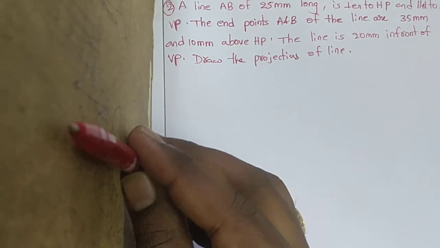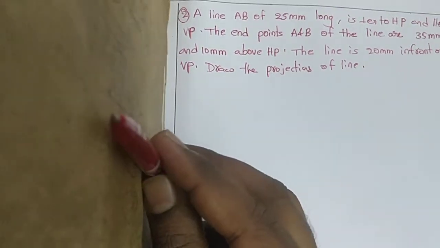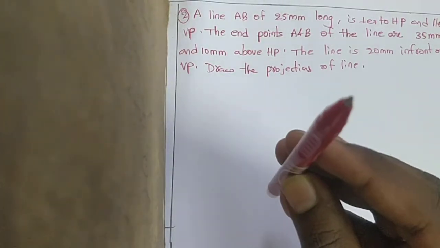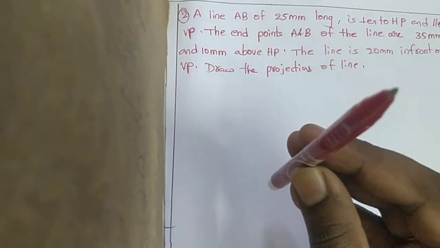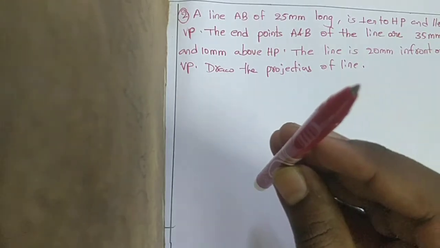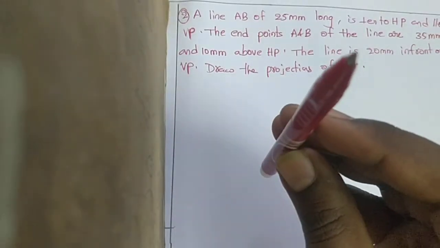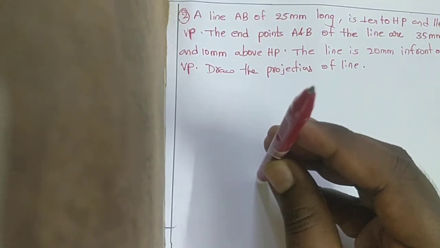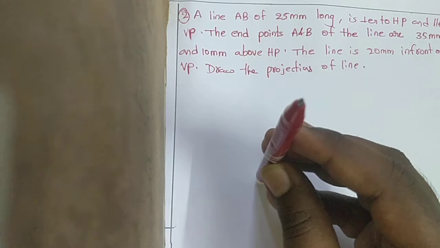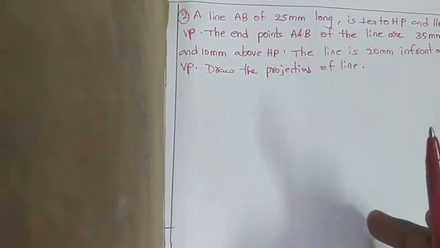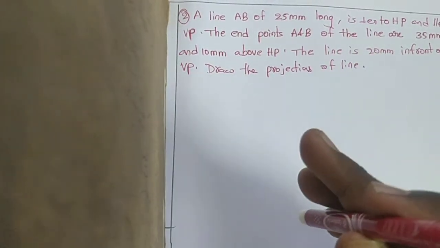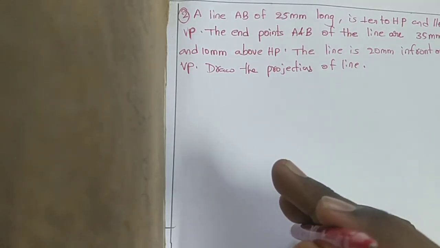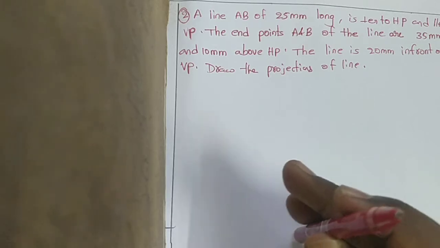Next, the line is 20 mm in front of VP. It is the given condition. If you view from this side, the front view falls on the vertical plane. If you view from the top side, the top view is on HP. After completion of projection, we need to rotate the horizontal plane 90 degrees clockwise, and then draw the projections.